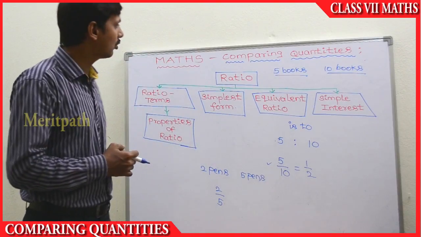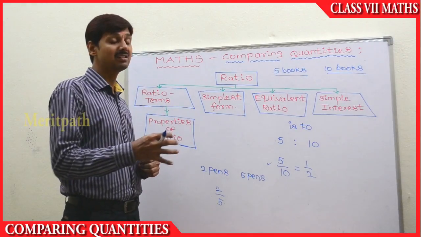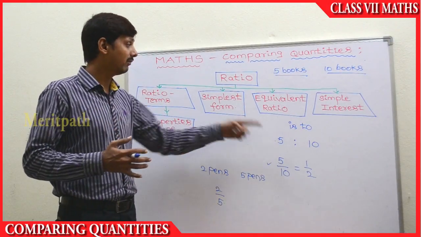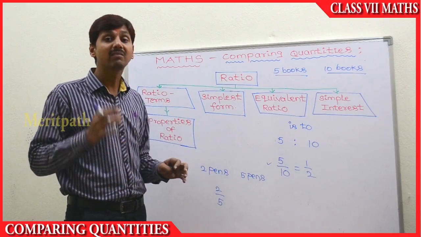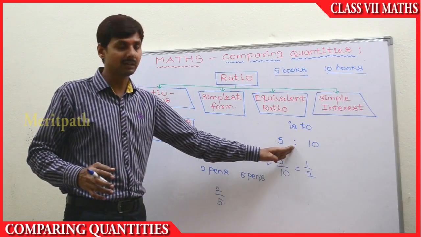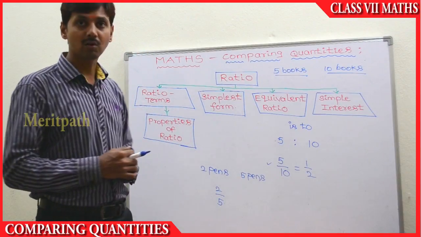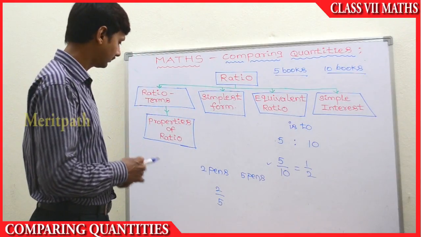So this is the concept of ratio we have discussed. We take similar quantities and divide them, and we write it in the form 5 is to 10, like 5 : 10. This is the symbol for ratio. So this is the concept. Let us go to the terms of the ratio.